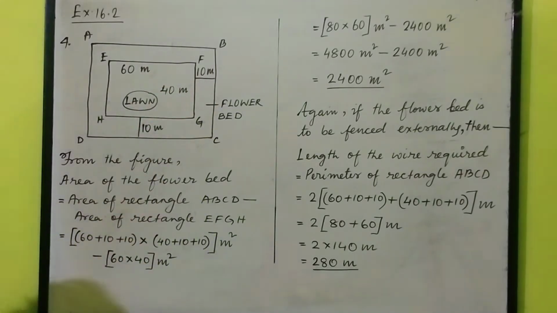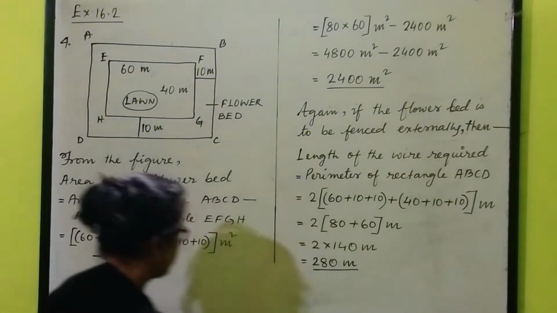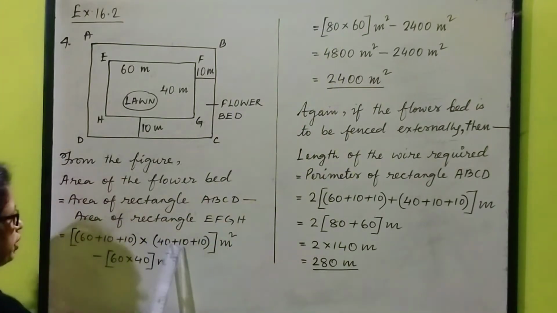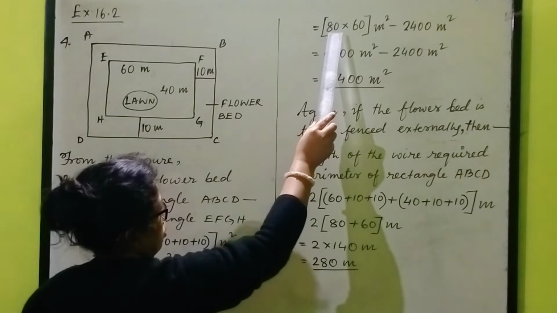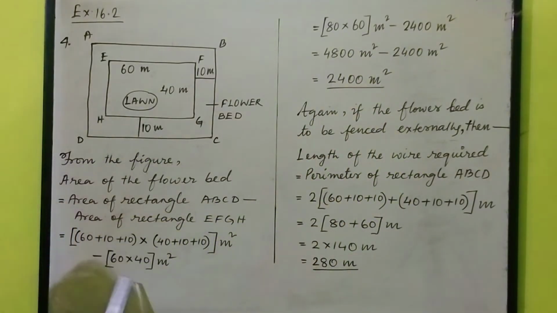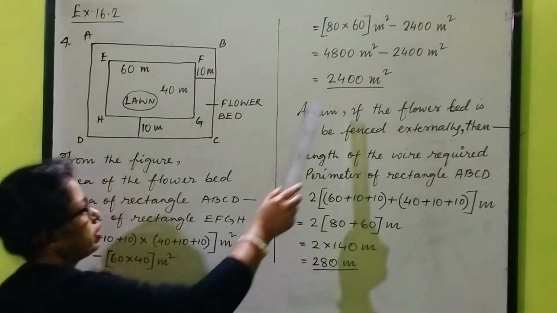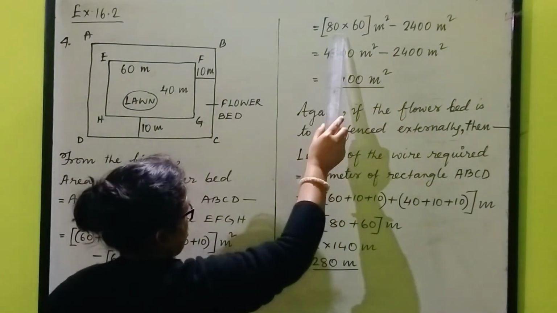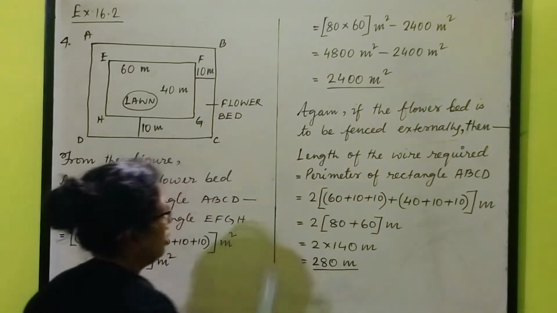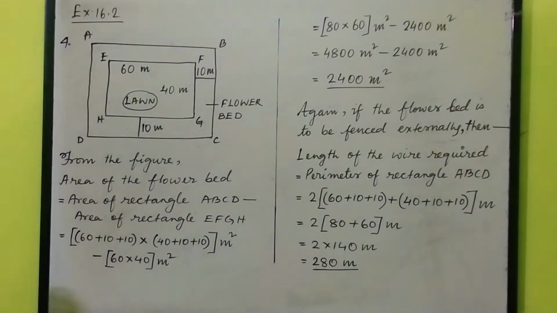Okay, got it. Now see here, my dear students. 60 plus 10 plus 10, 80. 40 plus 10 plus 10, 60. So 80 into 60 square meter minus 60 into 40 is how much? 2400 square meter. So 4800 square meter minus 2400 square meter will be equal to 2400 square meter. So this is the area of the flower bed.